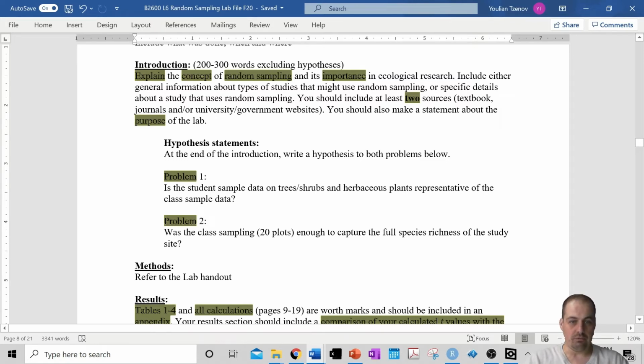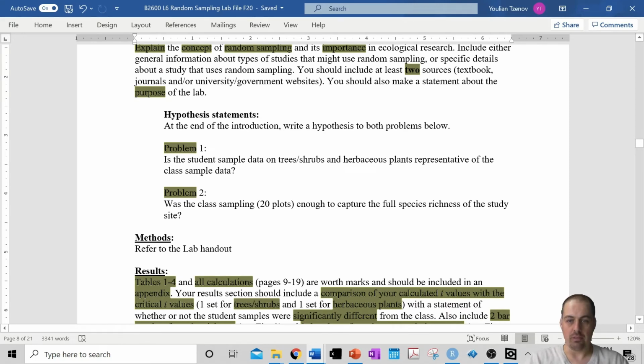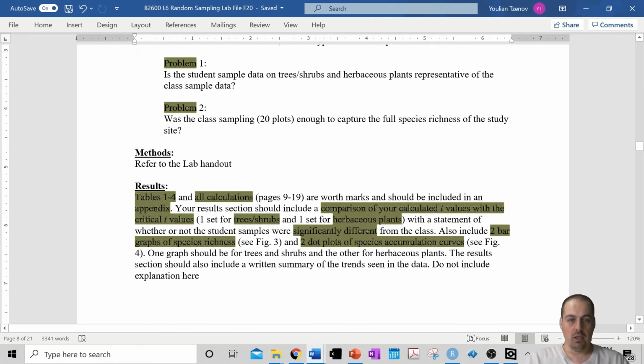All you do is get rid of the and say the student sample data on trees, shrubs, and herbaceous plants is or isn't representative of the class data. Same thing down here, was the class sampling enough to capture the full species richness of the study site? You just say the class sampling was or was not enough. I'm going to talk more about those in a second, but in terms of grading your hypotheses, pretty straightforward. So for your methods, just refer to this lab handout.